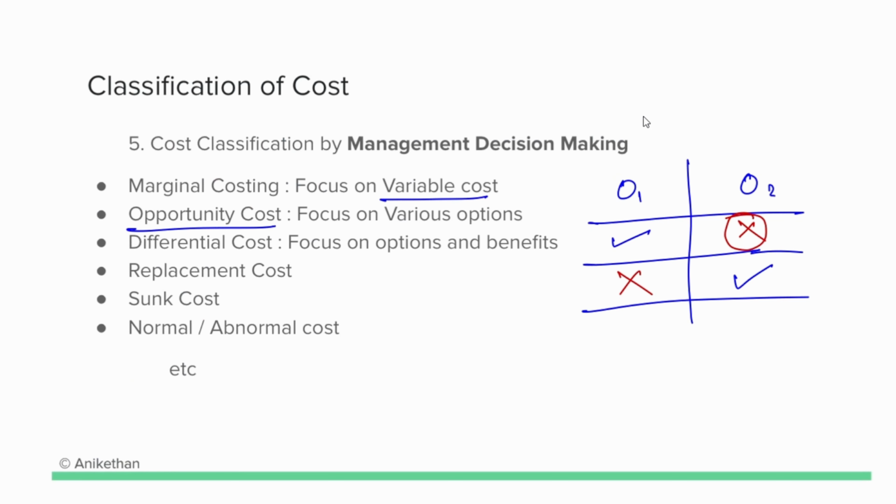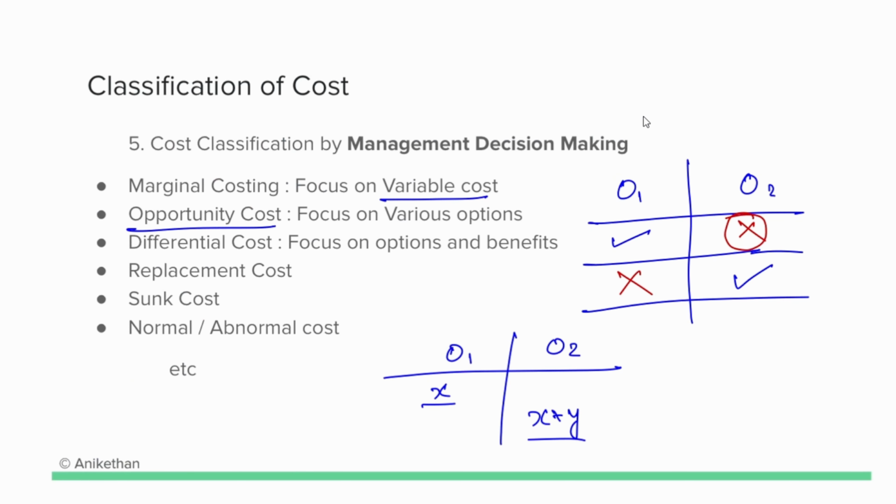Then you have differential cost. What is differential cost? It's also called incremental cost. Let's say you have option number 1 and option number 2 again. If I go with option number 1, I will incur X rupees. If I go with another option, I will incur X plus Y rupees. So this incremental cost, the change in that, is called the difference. How that differential cost is used for making the decision is called classification of cost by differential.